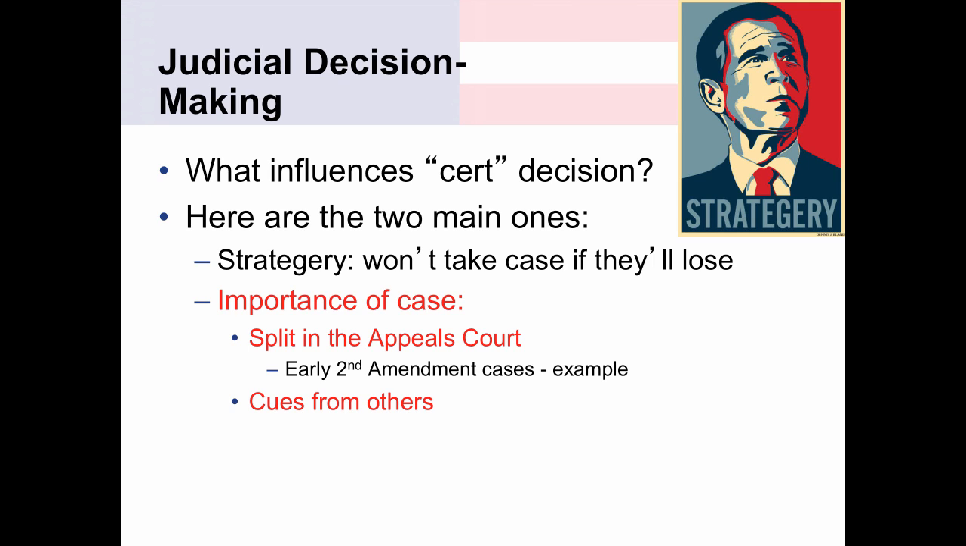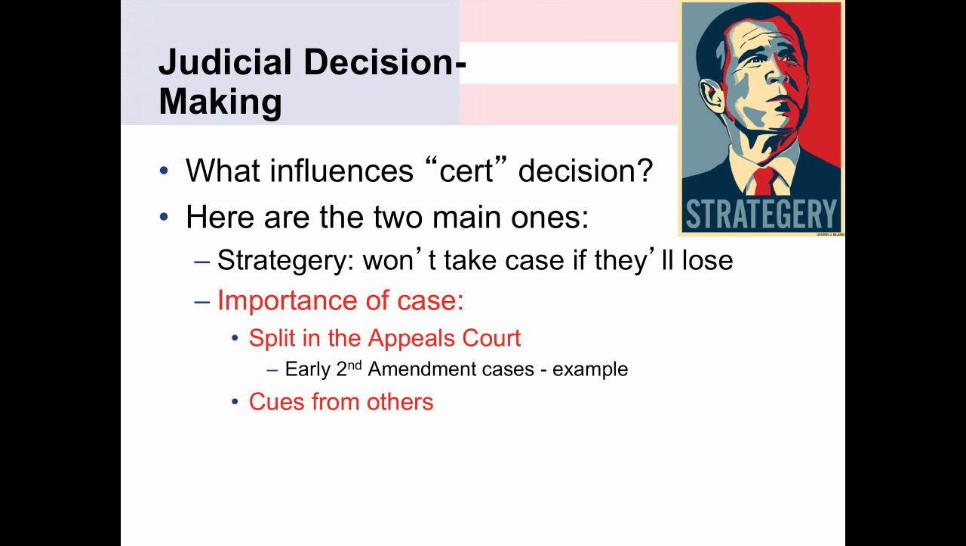And so a split in the appeals court simply signals the Supreme Court that there's differences in opinion among the lower courts about the meaning of some part of the Constitution, and that makes the case important for the Supreme Court to step in and resolve that disagreement, as they did with the Second Amendment, where the Supreme Court stepped in and ruled that the Second Amendment is indeed an individual right to bear arms.